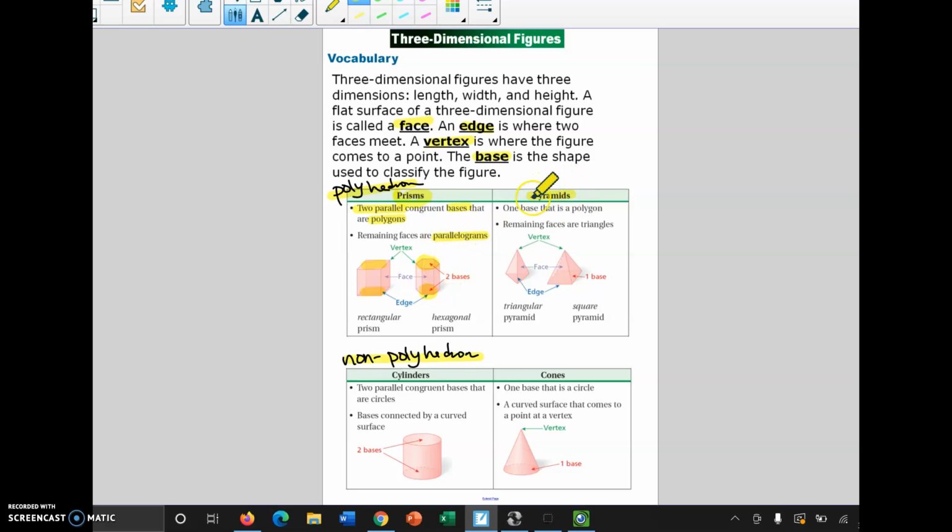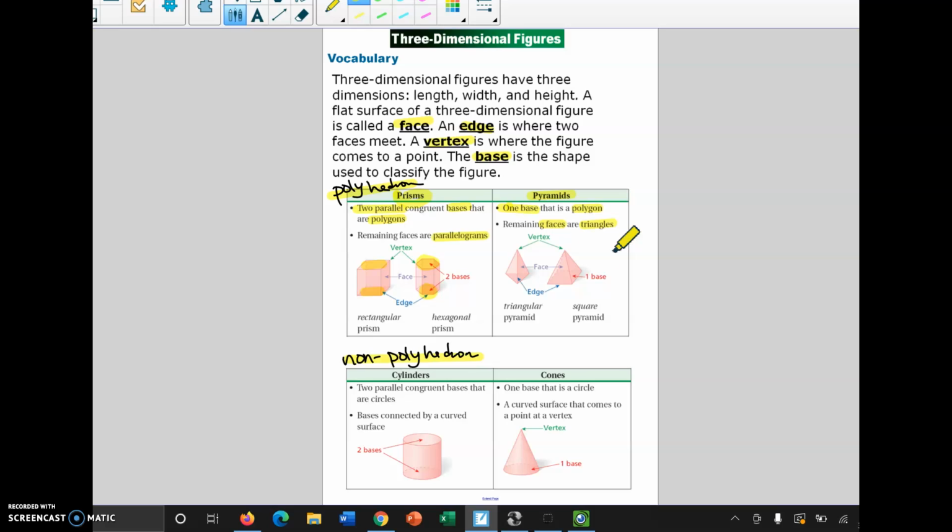Okay, a pyramid is where you have one base. There's not 2 parallel bases, and it's a polygon. That's why it's called a polyhedron. And then the rest of the faces are triangles. Okay, and it looks like the pyramids in Egypt.